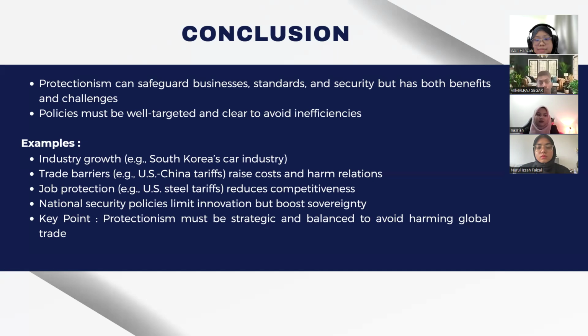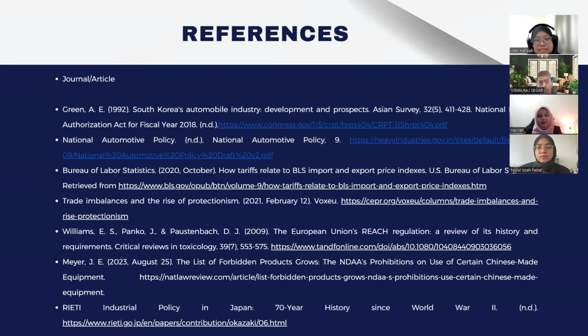Similarly, protectionism aimed at preserving domestic jobs, like the US steel tariff, may offer short-term relief but often reduces global competitiveness. National security policies, while bolstering sovereignty, can also hinder innovation and competition. To be effective, protectionist policies must be strategic, well-targeted, and temporary, striking a balance between safeguarding national interests and maintaining global trade cooperation. And these are our references we got from journals and articles.